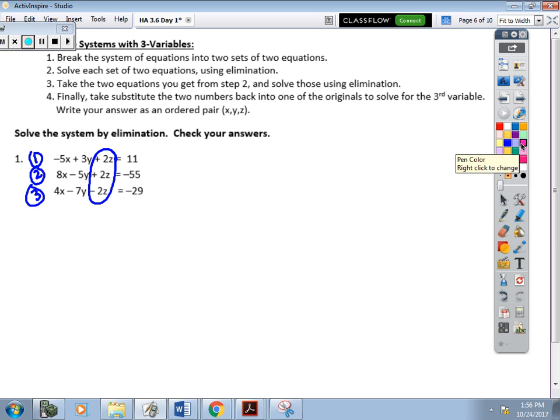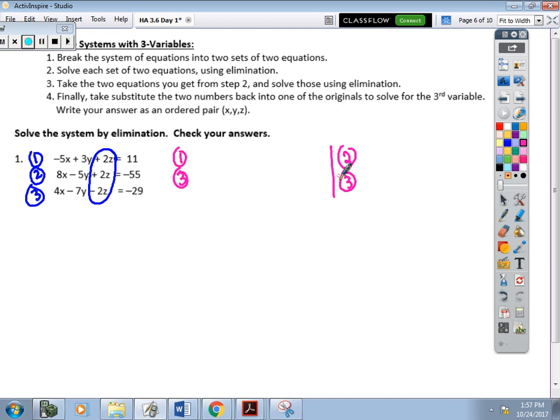Now, we're going to split it up into sets of two. Usually it's nice to have a positive and a negative, and then we can add them. So let's go ahead and break off. We'll have equation 1 and 3 as one of our pairs. And then I'll also have equation 2 and 3 so that I have a positive and a negative.